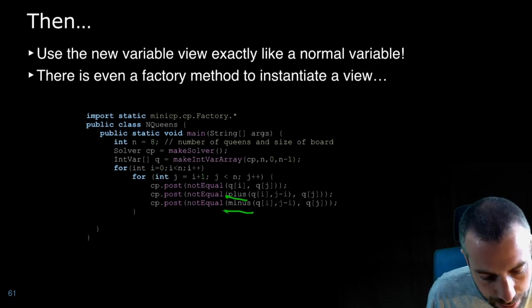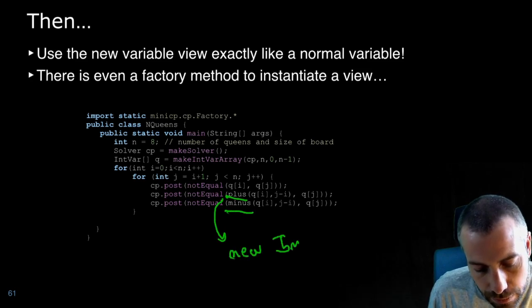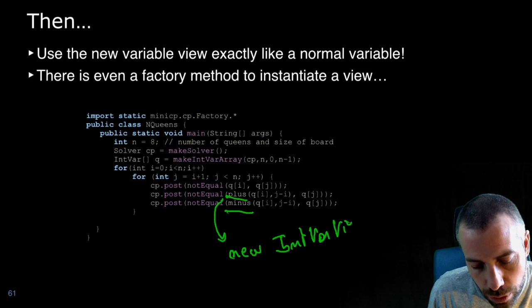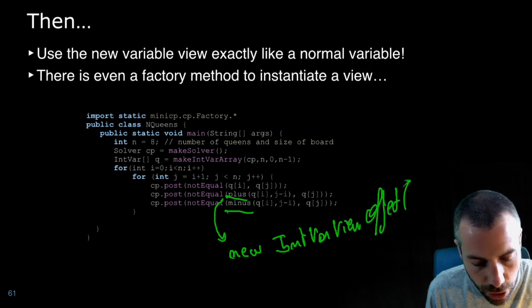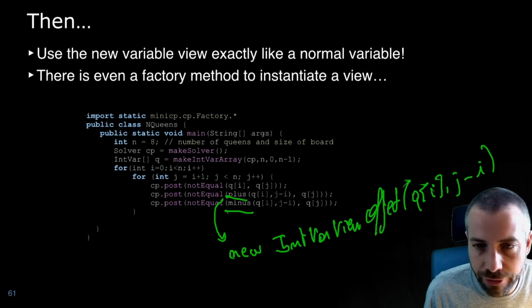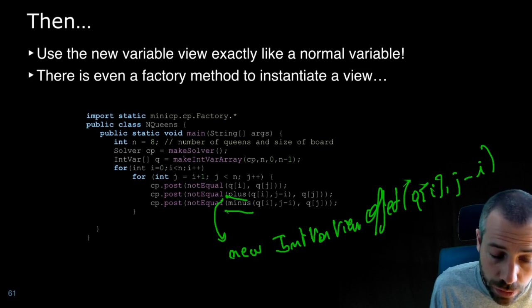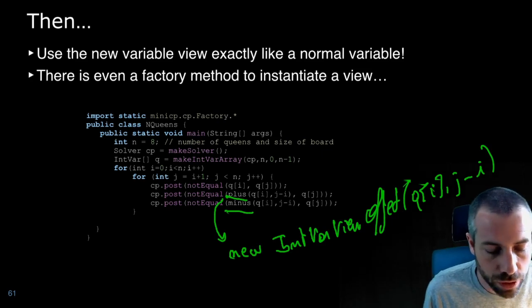And so as you might imagine, the plus is simply returning a new IntVarViewOffset on x, on the queen of i, and then you will have g minus i. Okay, so this is what this static factory method is doing for us. It's creating the IntVarViewOffset. It just delegates, also creating these views for us.